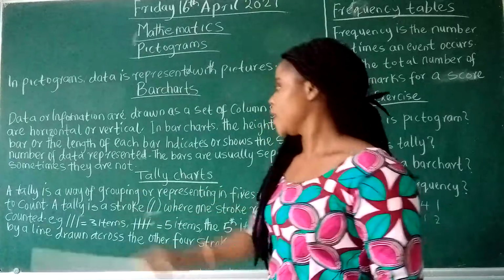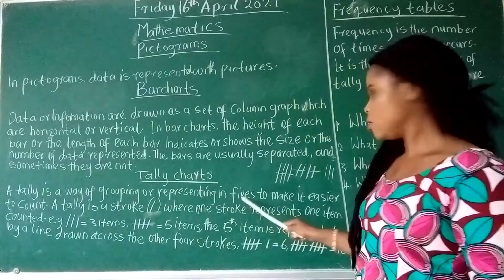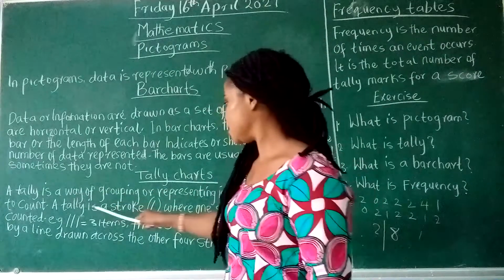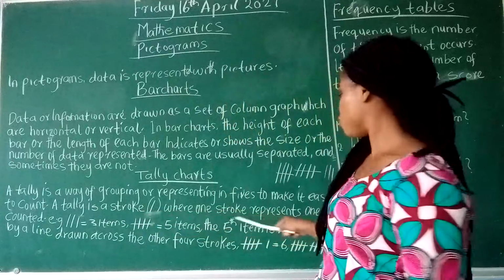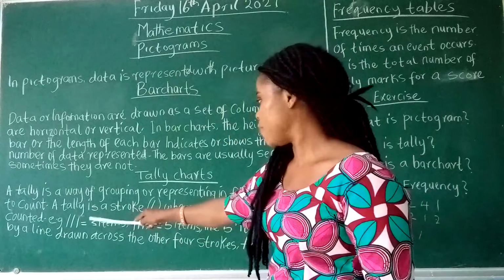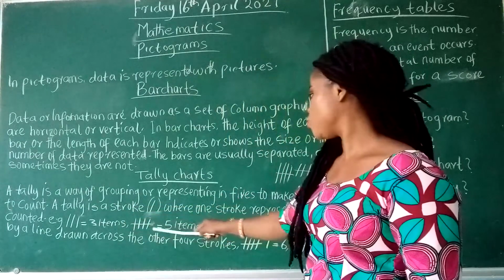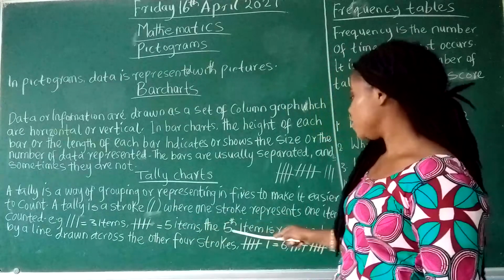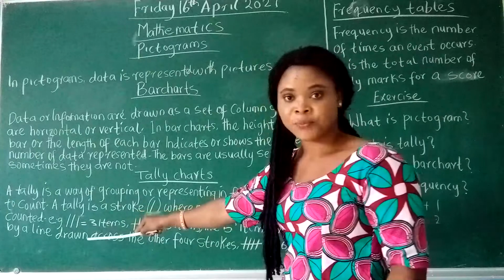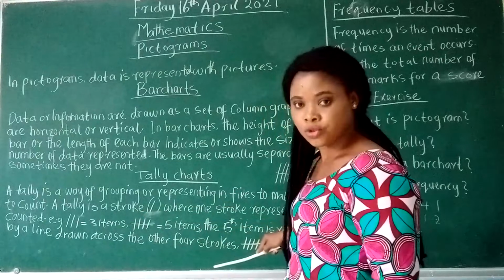Tally charts. A tally is a way of grouping or representing in 5s to make it easier to count. A tally is a stroke where one stroke represents one item counted. For example, 3 strokes shows what? 3 items. 5 strokes shows what? 5 items.